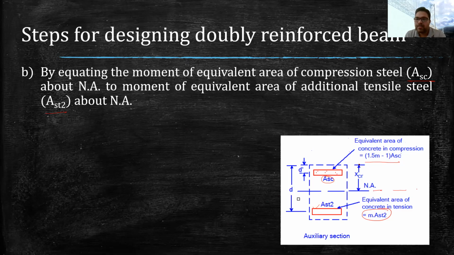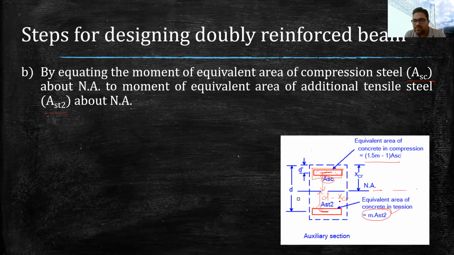So how do we do that? Well, the area of this equivalent area of compression steel, and the CG of this area will be something here. So the distance between the NA and this will be d minus d dash, because you can see here d dash will be passing through the center of the equivalent area. Similarly, the CG of this area will be here. So the distance between NA and this will be d minus XCR.